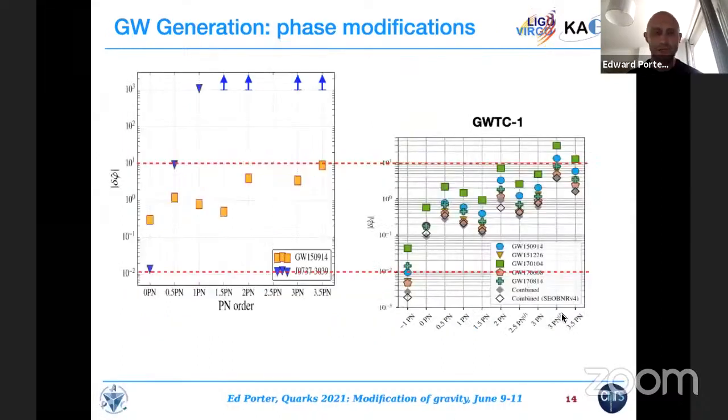So I like to show this because it shows basically where we've come since 2016. If I look at the upper bounds on deviations on the post-Newtonian coefficients in the in-spiral part of the waveform, after the first detection, this was the upper bound for the post-Newtonian coefficients up to 3.5 post-Newtonian order. And here I'm plotting the restriction on the Newtonian order coefficient coming from this particular pulsar.